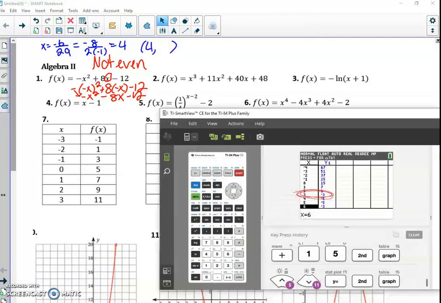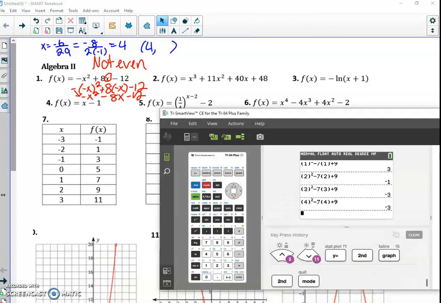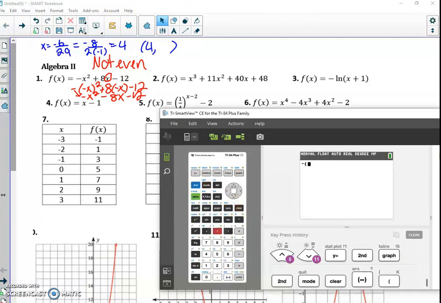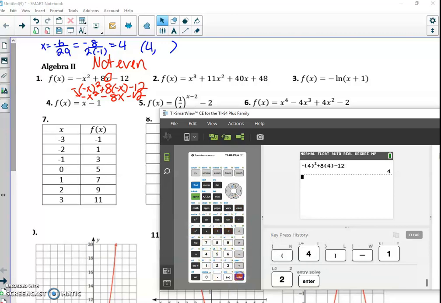I'm going to bring up my calculator and plug in a 4 to that. Let me erase this, it was from the last video. Let me clear that out. So we'll do negative 4 squared plus 8 times 4 minus 12. And we get 4.